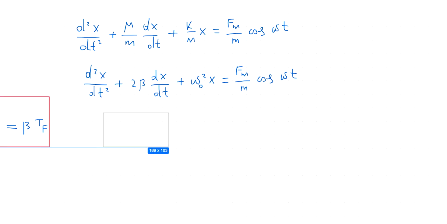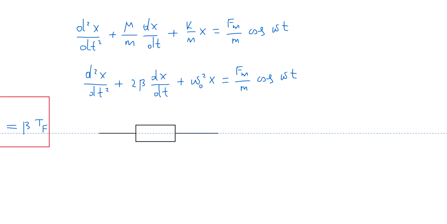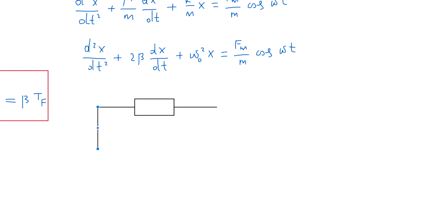Let's have a look at the so-called RLC circuit. What is this RLC circuit? In this circuit we have a resistor, a capacitor. All elements are connected in series.